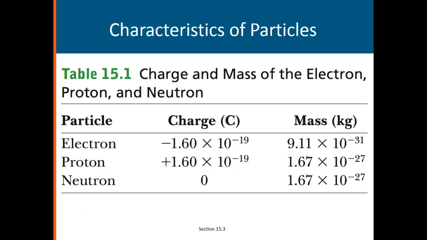Now, before we get to this table, there is a quick quiz. Okay? Object A has a charge of 2 microcoulombs. Object B has a charge of 6 microcoulombs, both positive. Which statement is true? A, the force that A exerts on B is equal to minus 3 times the force that B exerts on A. B, the force that A exerts on B is equal to minus the force that B exerts on A. Or C, 3 times the force that A exerts on B is equal to minus the force that B exerts on A.